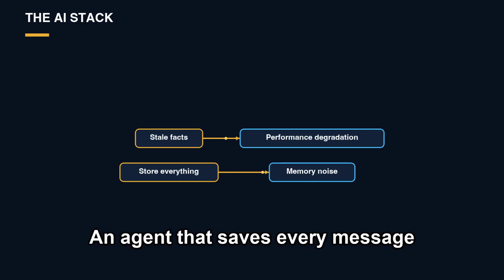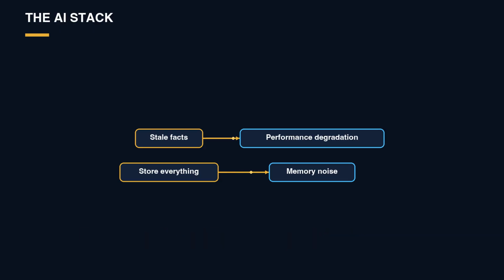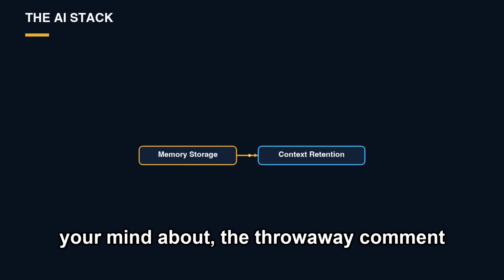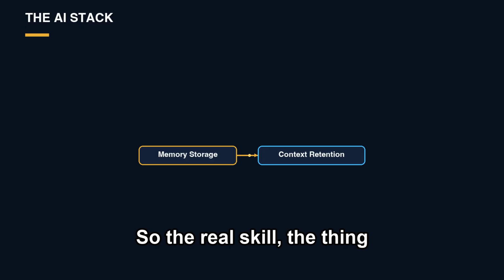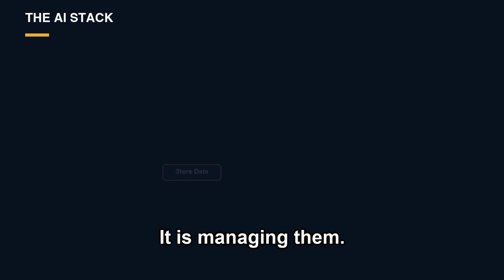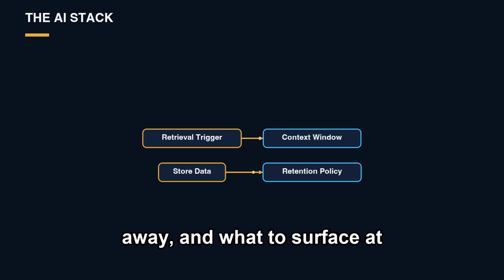An agent that saves every message ends up with a memory full of noise, contradictions, and stale facts, and it gets worse, not better. It remembers the address you moved away from, the preference you changed your mind about, the throwaway comment you never meant. So the real skill, the thing that separates a toy from a product, is not storing memories. It is managing them. What to keep, what to throw away, and what to surface at the right moment.